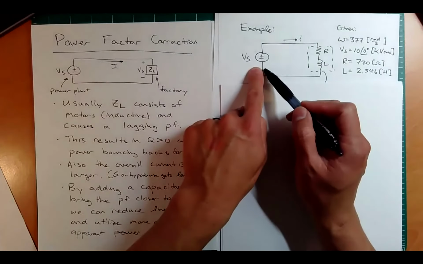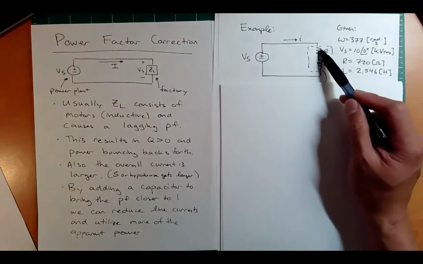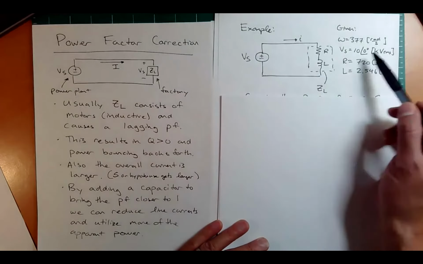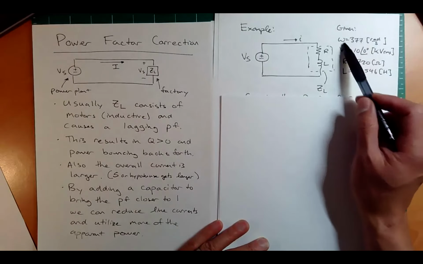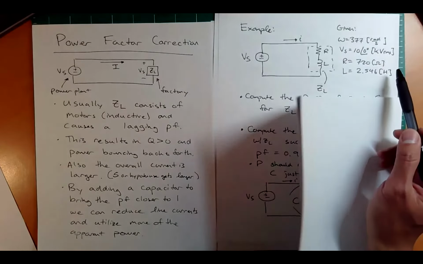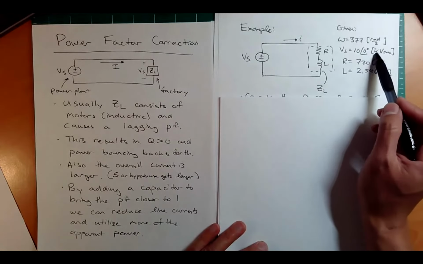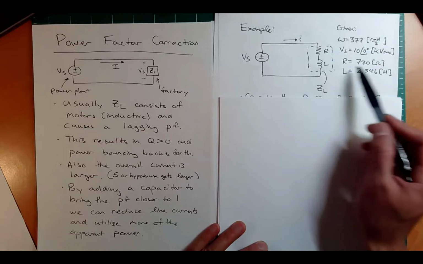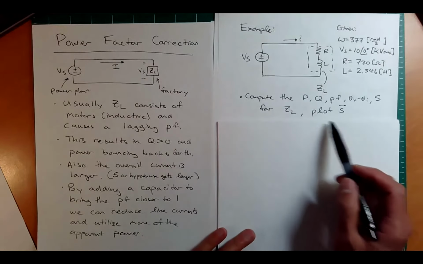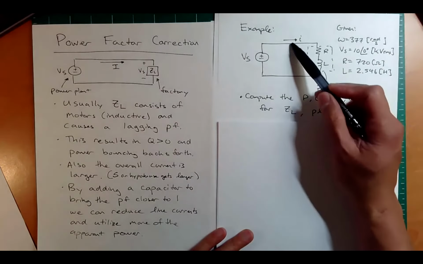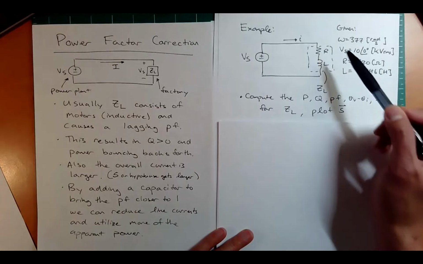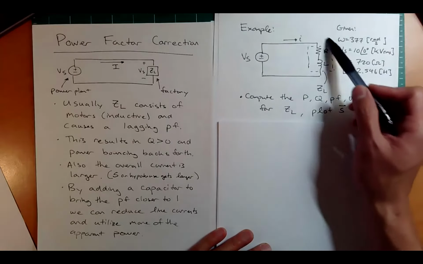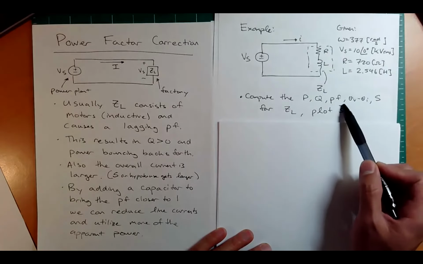Again, we have the PG&E utility, and we have our factory designated by a resistor and inductor. This will be ZL. We have the current I, and let's say we're operating at 60 hertz, corresponding to 377 radians per second. We have 10 kilovolts RMS, and let's say this is 720 ohms and 2.546 henries. The question asks, before we put in the power factor correction capacitor, compute the P, the Q, the power factor, theta V minus theta I, and the S for just this load, and then plot the complex power S bar.